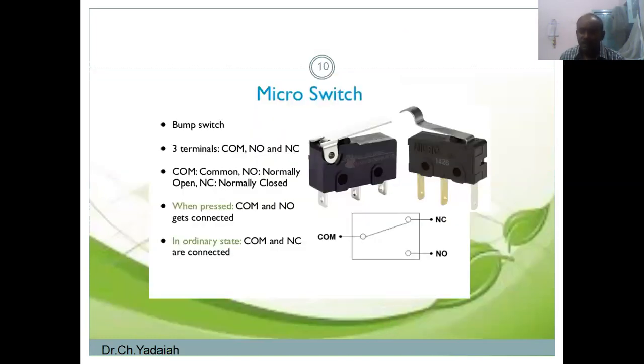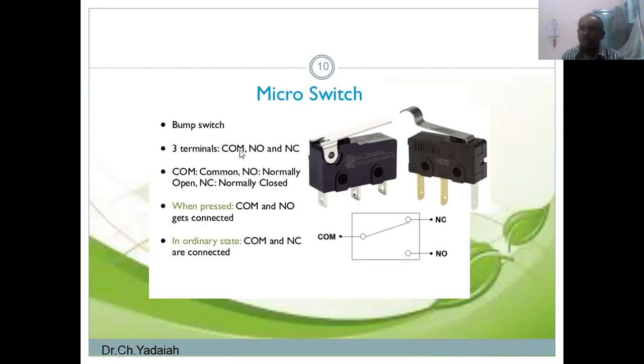Another special type of switch is the micro switch. Micro switches are generally used in control systems and control devices. This is also known as the bump switch. It has three terminals, one, two, three, just like the two-way switches. It has NC, meaning normally closed, and NO, normally open.